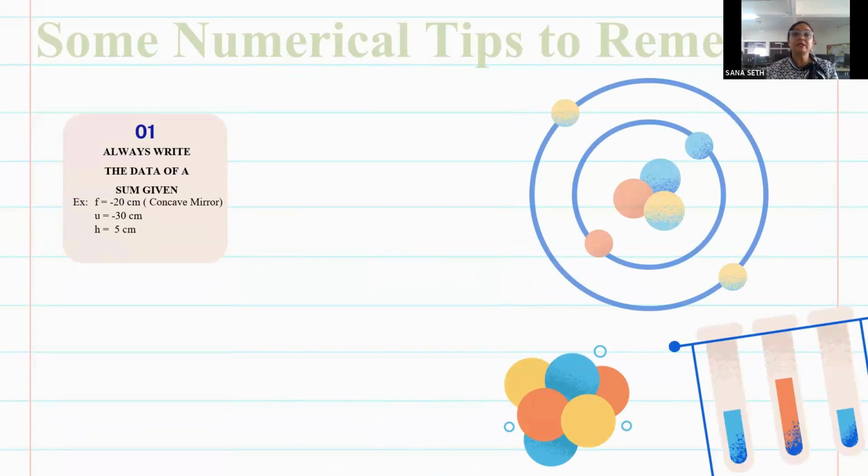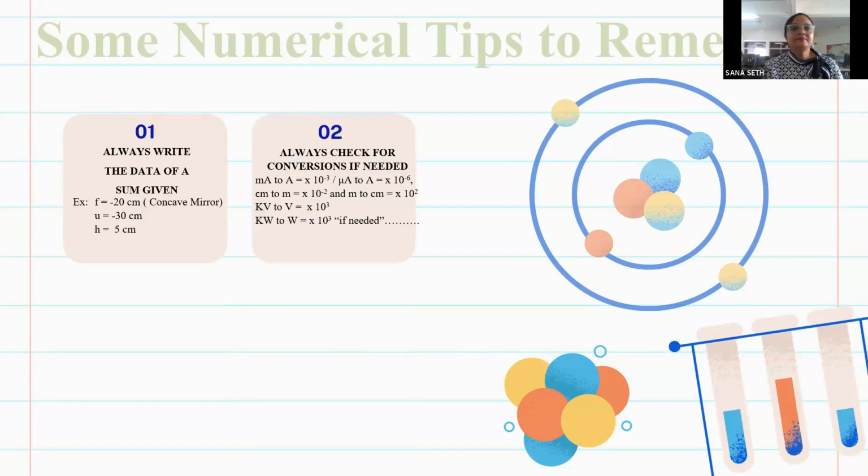Now, these are some do's and don'ts regarding the numericals. Always write the data of a sum that's given, the way I've shown you. This carries marks. Out of a 3-mark numerical, this will carry half. Even if your sum is absolutely correct, as evaluators, we reduce marks if you don't write this. Okay. Then, check for conversions.